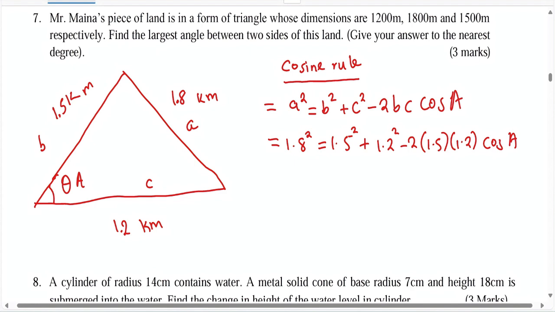Sawa? 1.8 squared. Okay, square hiyo itakuwa ngapi? Itanipa 3.24 equal to 1.5 squared. 1.5 squared, okay, square hiyo itanipa how much?